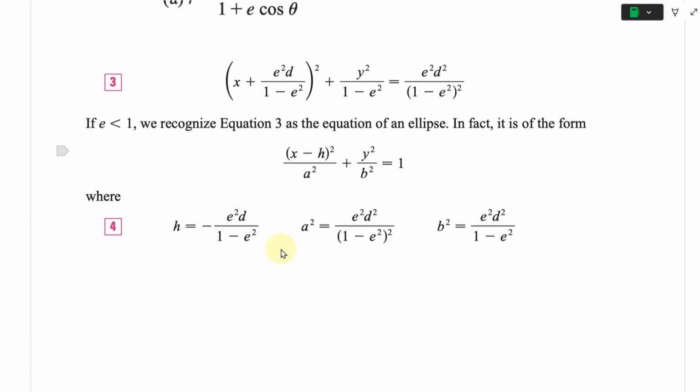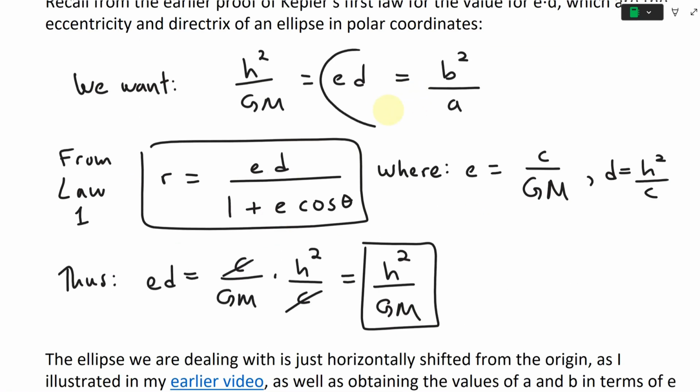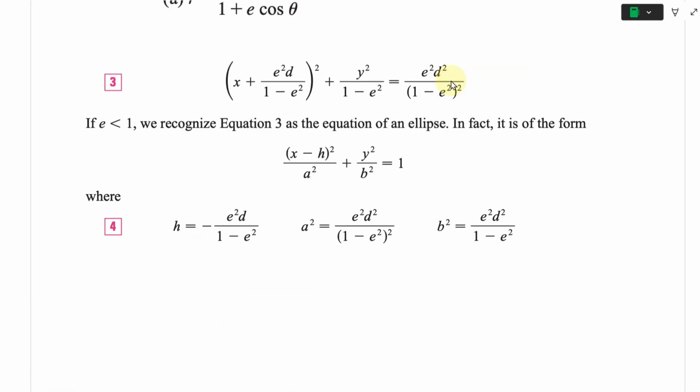Alright, so now that I've recapped this, what we want to do is get ED equals to this setup here, b squared over a squared, and we already know that ED is equal to h squared over GM. So basically we are relating the elliptical orbit of the Earth around the Sun, or the planet, with these major and minor axes. And that's from over here.